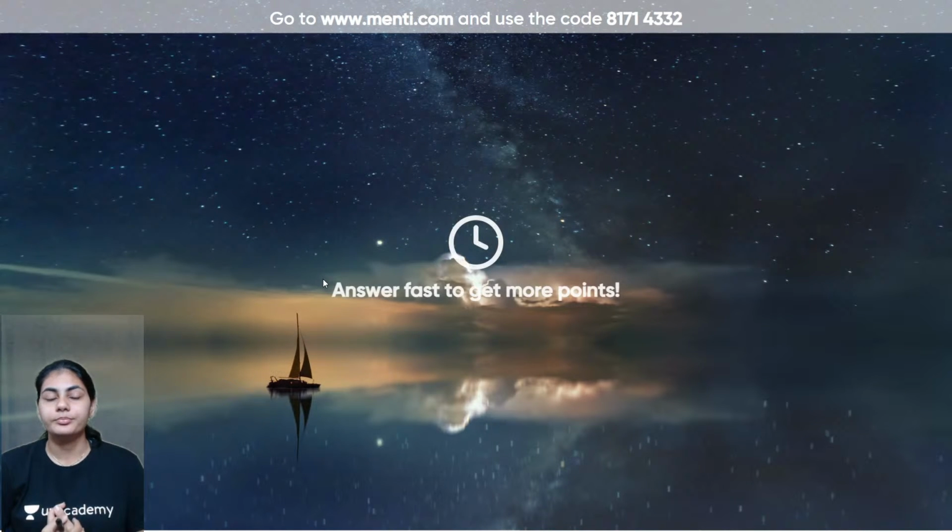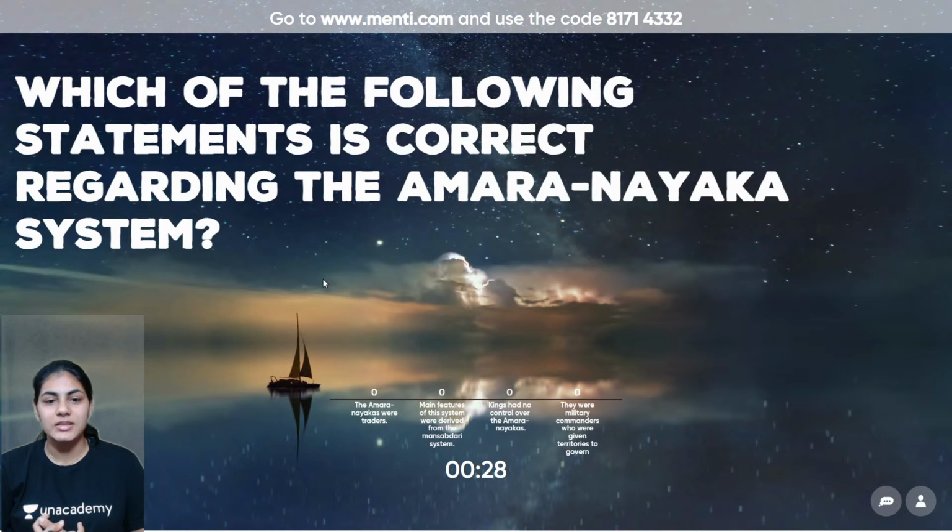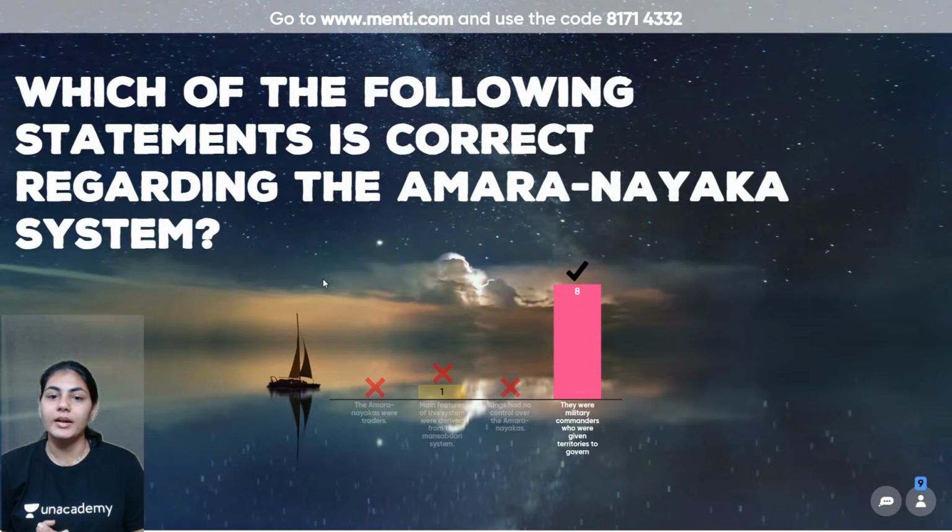Question 16. Which of the following statements is correct regarding the Amaranayaka system? Read the options carefully, guys. The Amaranayakas were traders. Main features of the Amaranayaka system were derived from the Mansabdari system of Mughals. Kings had no control over the Amaranayakas, or they were military commanders who were given territories to govern. Which of the following statements is correct with regards to Amaranayaka?